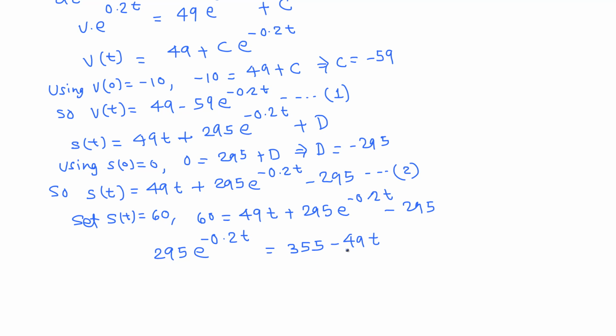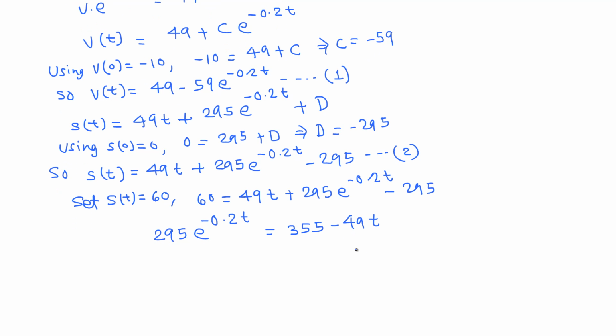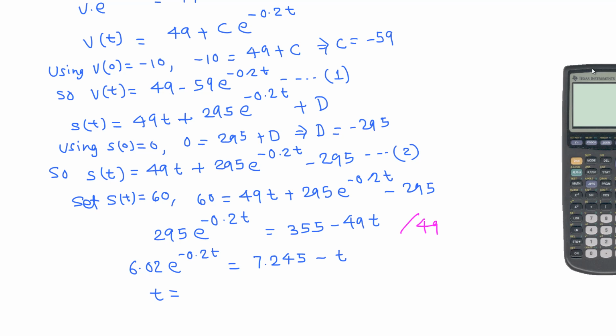These are big numbers, so let's divide both sides by 49. Then 295 divided by 49 is 6.02, so 6.02 e raised to negative 0.2t equals 355 divided by 49, which is 7.245, minus t. Now we're going to graph this equation and find t, that means the x value in the graph. So let me go over here and bring up the calculator.